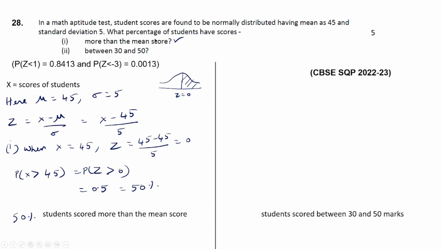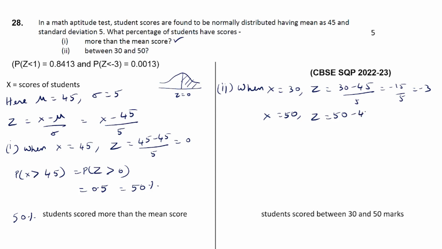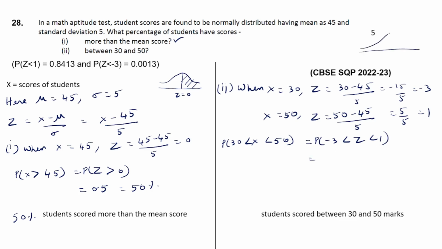And now we have the percentage of students who have scores between 30 and 50. So for the second subdivision, when x equals 30, z equals 30 minus 45 by 5, which is minus 15 by 5, which is minus 3. And when x is equal to 50, z is equal to 50 minus 45 by 5, which is 5 by 5, which is 1. So the probability of 30 less than x less than 50 is equal to the probability of minus 3 less than z less than 1. So here for the probability of minus 3 less than z less than 1, here we have minus 3, this is 0, and somewhere here we have 1.